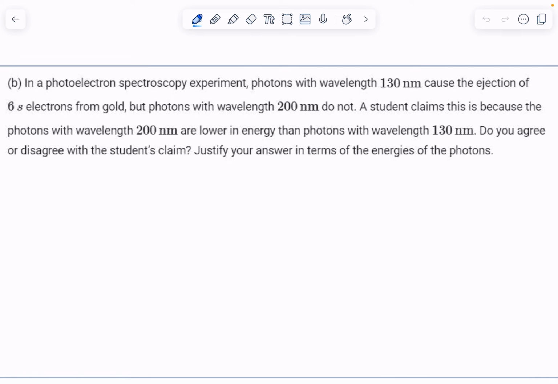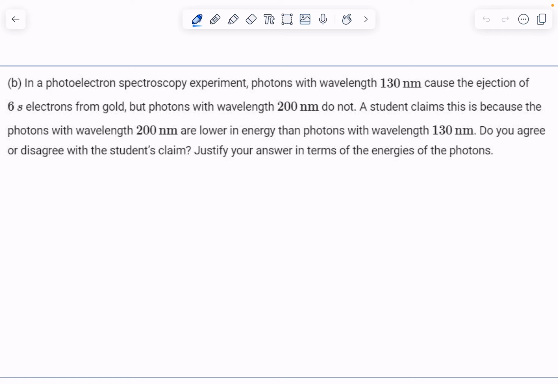In a photoelectron spectroscopy experiment, photons with a wavelength of 130 nanometers caused the ejection of 6s electrons from gold, but photons with a wavelength of 200 nanometers did not. A student claims this is because photons with a wavelength of 200 nanometers are lower in energy than photons with a wavelength of 130 nanometers. Do you agree or disagree with the student's claim? Justify your answer in terms of the energies of the photons.